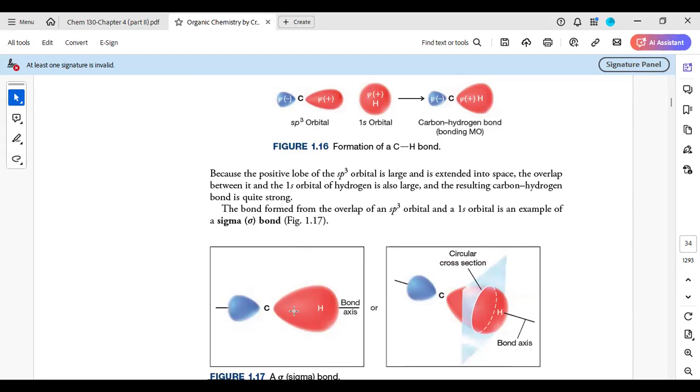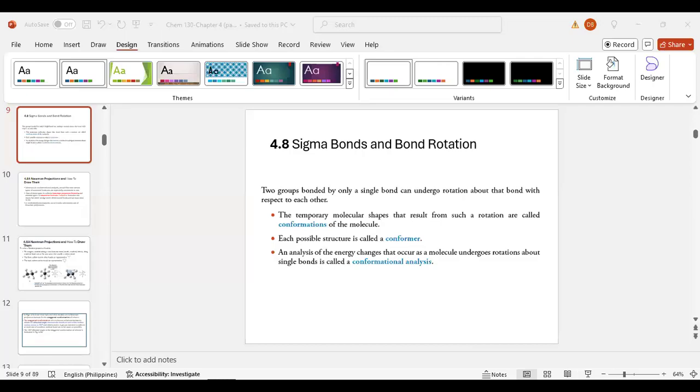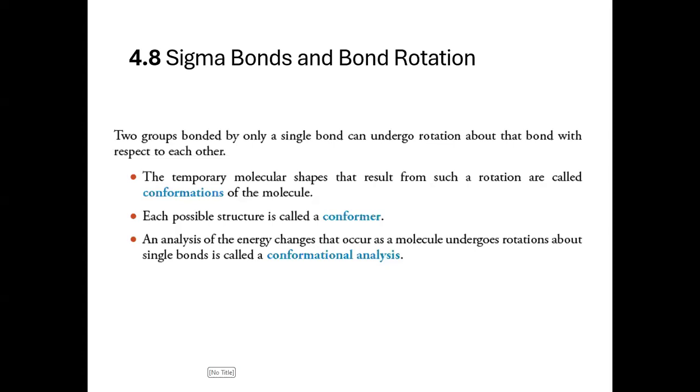So if you look at the sigma bond, you can assume an imaginary axis across this carbon and hydrogen atom, no? And there is this cross section here. You will see that in this cross section, you can actually rotate your atom along its axis. So that is the picture of our sigma bond. There is a rotation around the sigma bond.